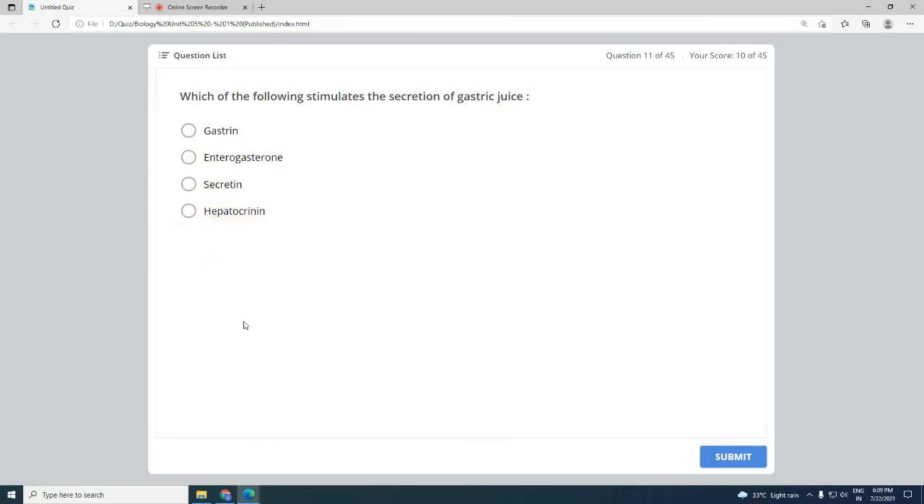The option A, gastrin, is the right answer. Which part does not have only involuntary muscles? Is it urethra, iris, heart muscles, or blood vessels? The right answer for the question is option A, urethra.